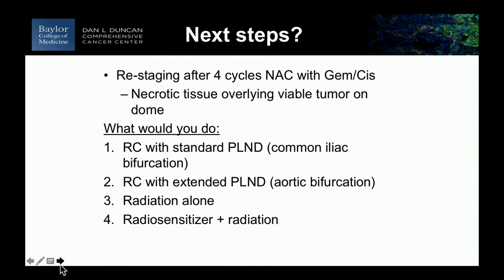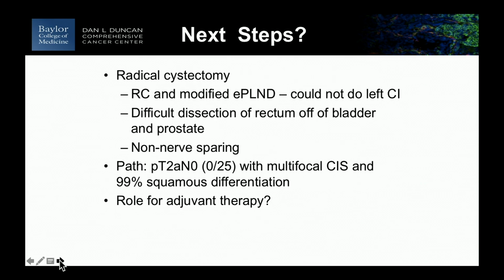chemotherapy. So this guy had some necrotic tissue and some viable tissue still present, and he is a pretty healthy guy. So we went ahead and did a radical cystectomy, and you can see that arguably the chemotherapy really didn't do anything, at least in terms of the effect on the primary tumor.